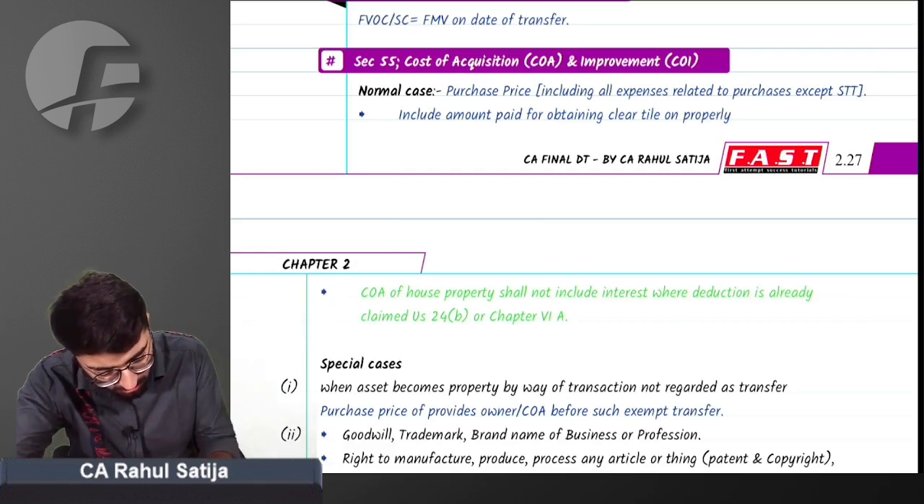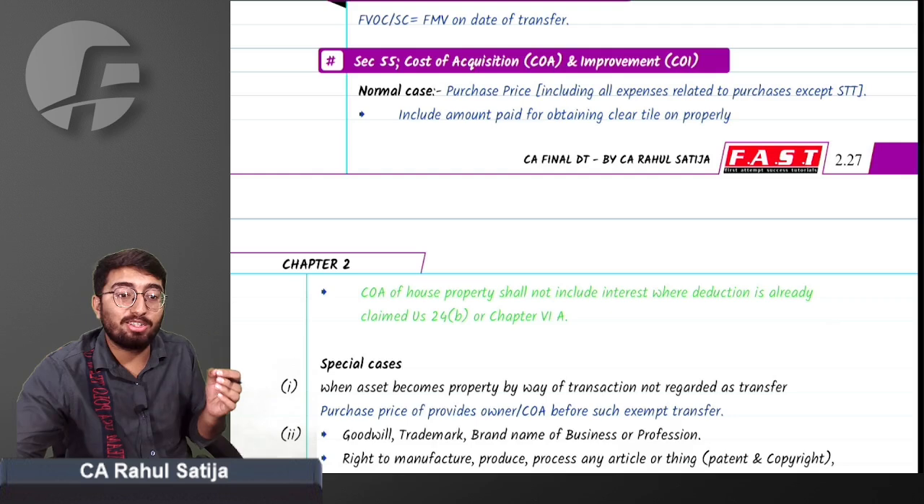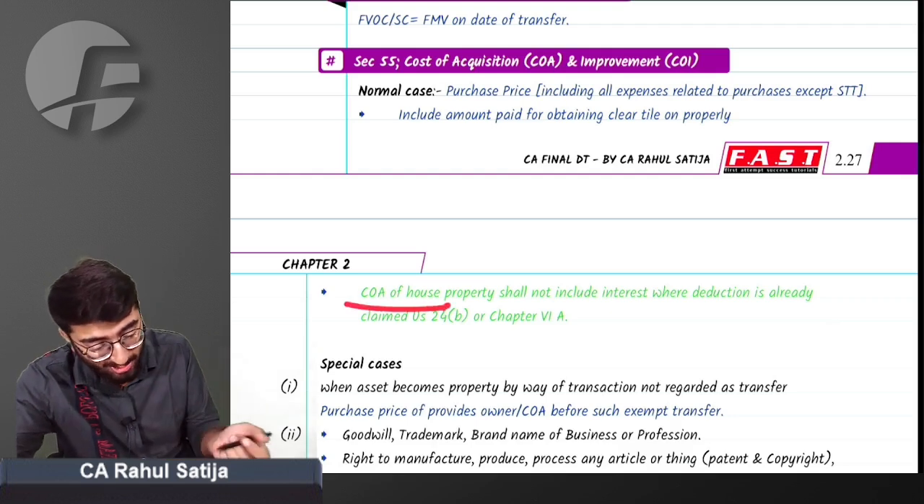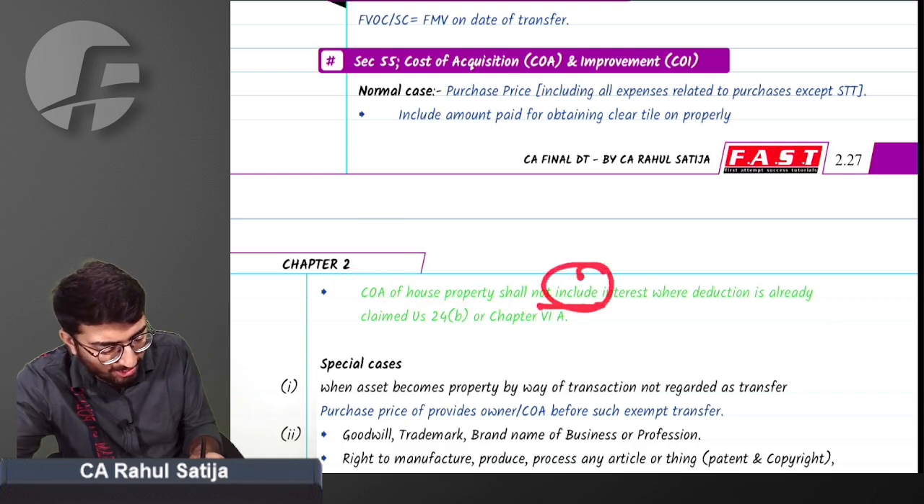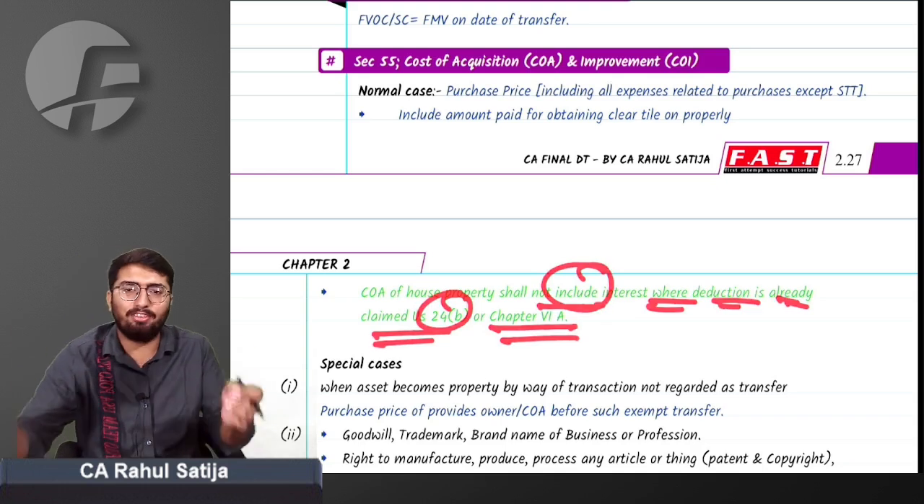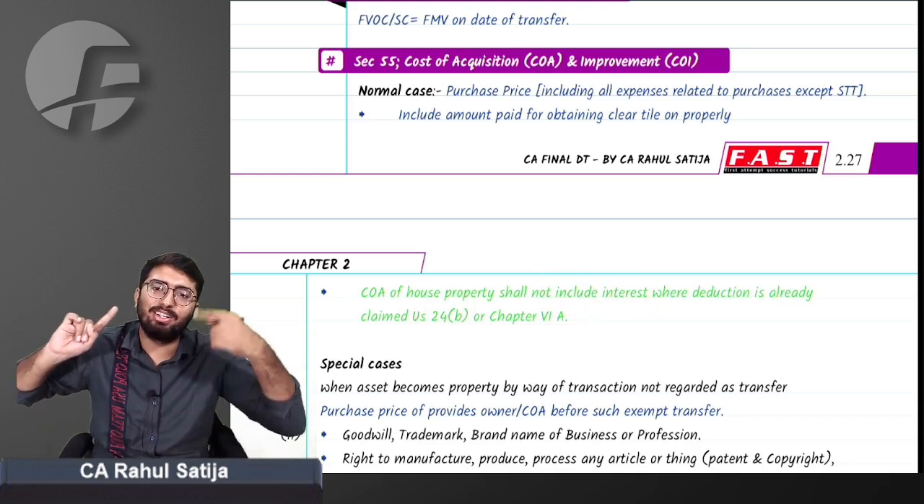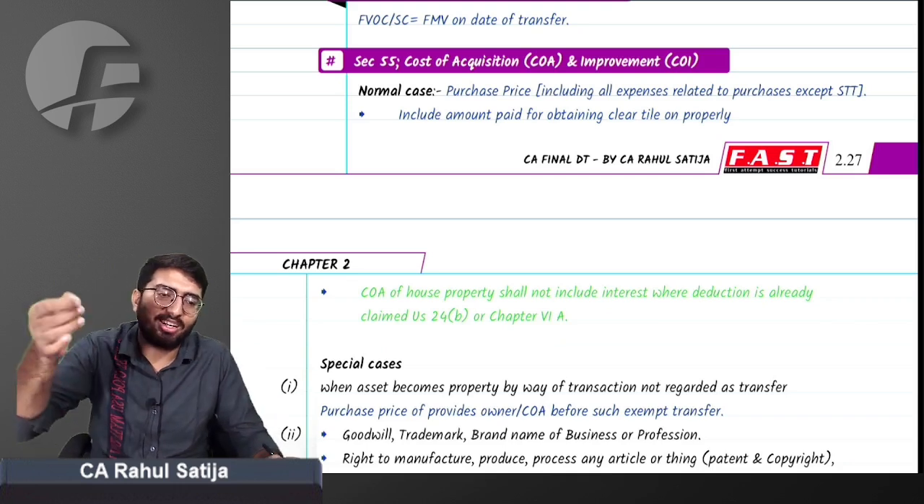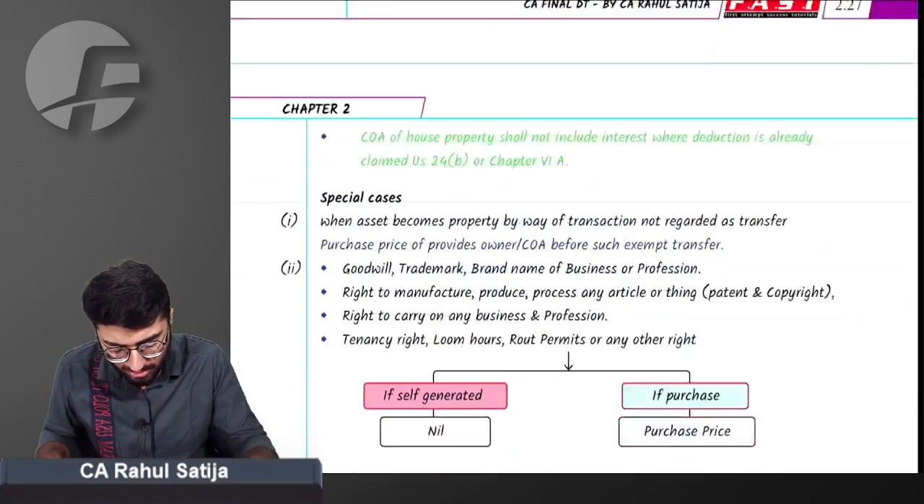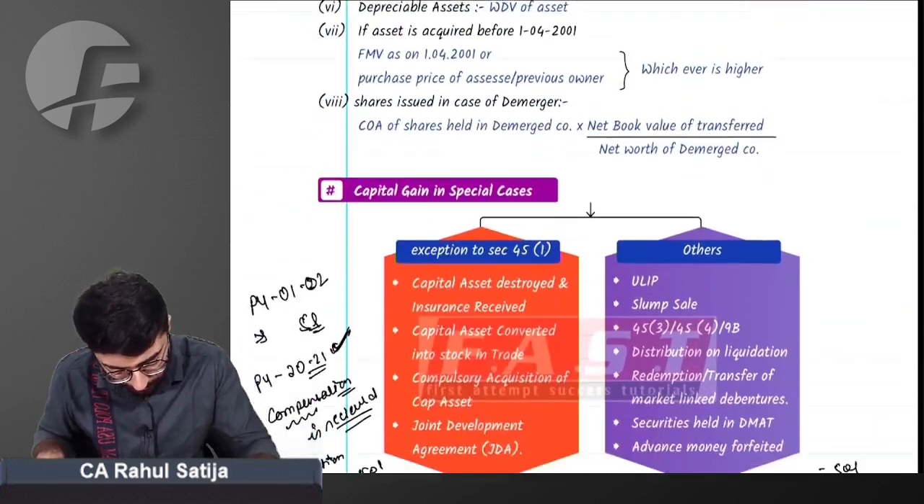Just read after me. See, it takes 10 minutes to explain such provisions, but it takes only one line to write this point. Cost of acquisition of house property shall not include interest when such deduction is already claimed under section 24B or Chapter 6A. If deduction for interest is already claimed, then you cannot again add it back to cost of acquisition. This is what the provision says.